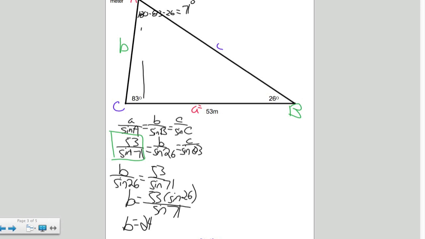I'm so confused. How do you do that? 53 times the sine of 26. Well, sine of 26 is just a number, right? So you multiply both sides by sine of 26, from here to here. That's how I isolate for b. And I'm just doing that on my calculator.